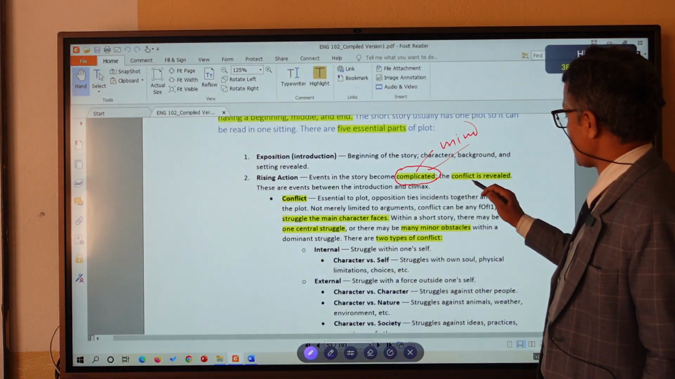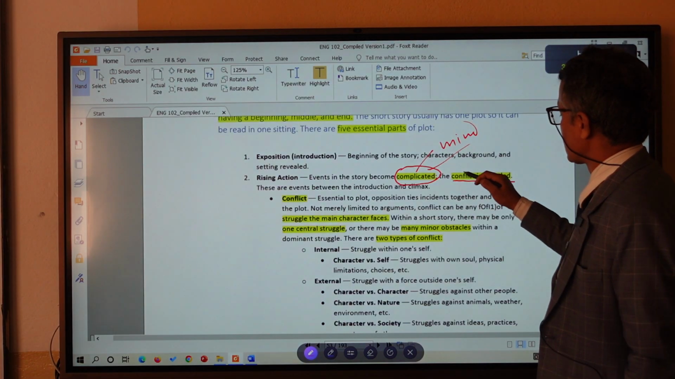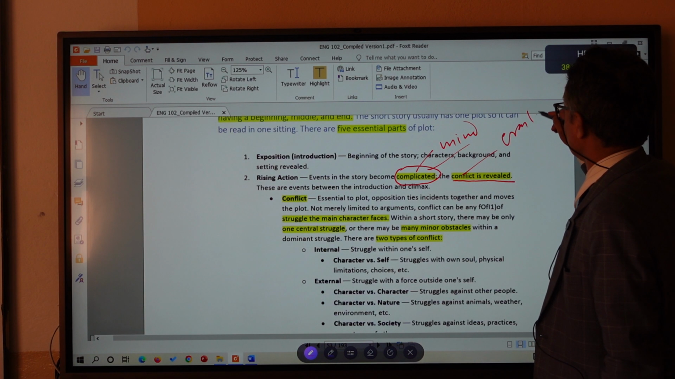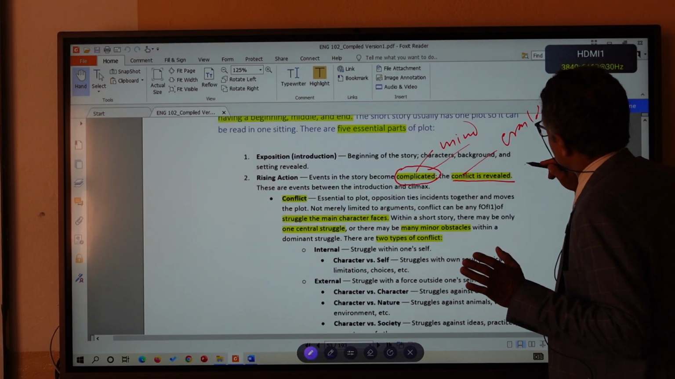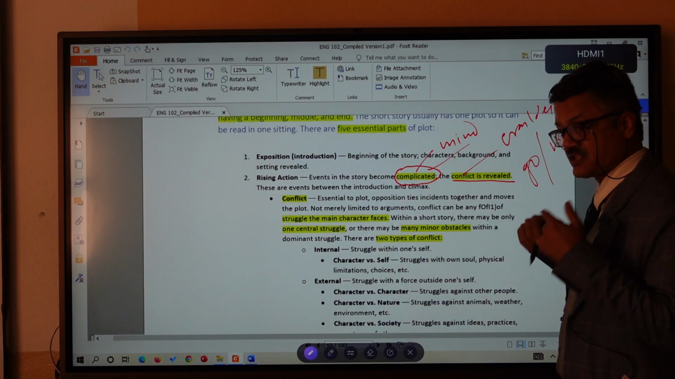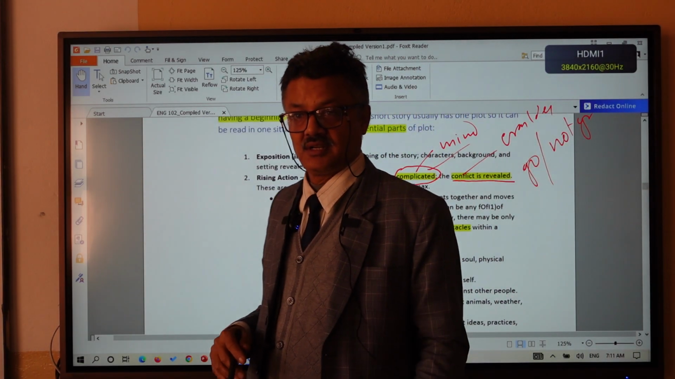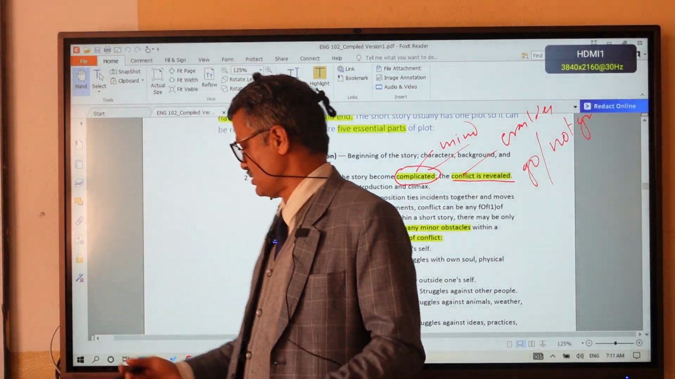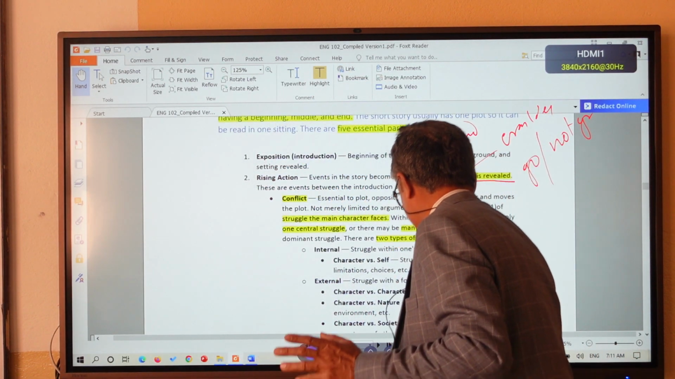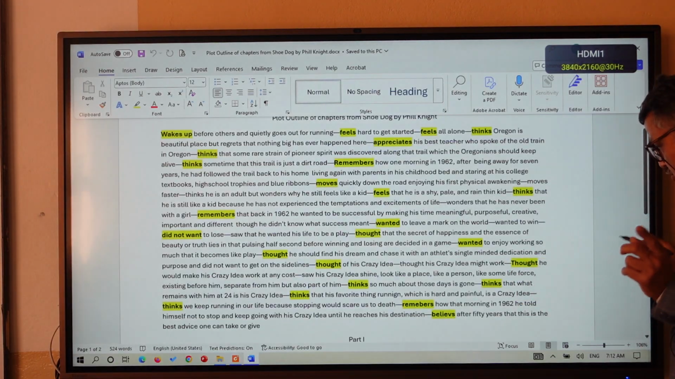Then conflict is revealed. What is the conflict? The conflict is I have this crazy idea. Should I go with the crazy idea or should I not go with the crazy idea? That is the conflict. Will this crazy idea do? For example, look, here is conflict. Very clearly conflict. Let me show you. Look at the conflict.